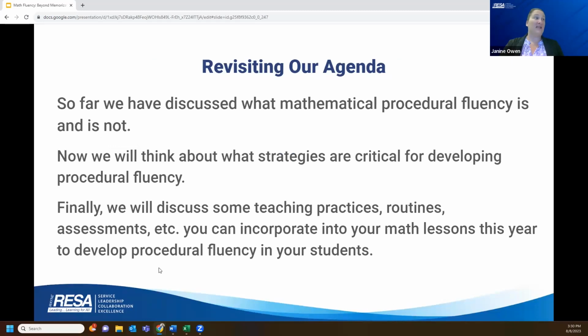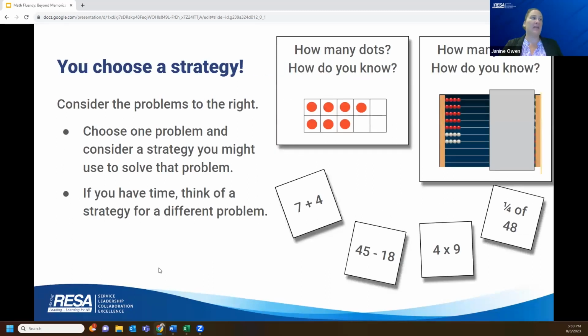So that was a lot of me talking at you for right now. So far, what we've learned about is broadening our view of procedural fluency to think beyond what we traditionally think of it as, just mastering facts and memorizing facts. Now we're going to think about some strategies for developing this procedural fluency in our students. And then finally, we're going to talk about some different teaching activities or routines or practices that you can try to start incorporating this year into your math lessons to develop that procedural fluency in your students.